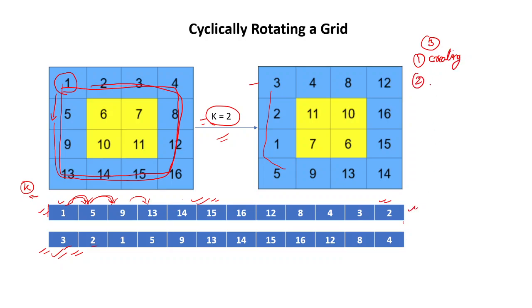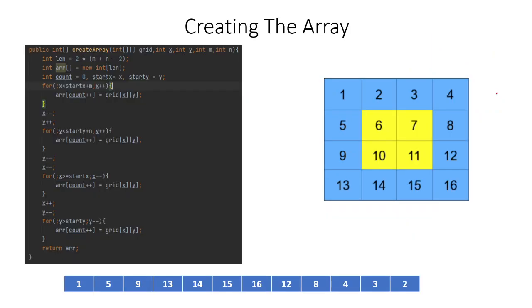Second sub problem is rotating the array, and third problem is putting this array back into this particular grid, so that in our results, we get this. So third is put it back. Now let's see the code of each of these three, and let's see how it works.